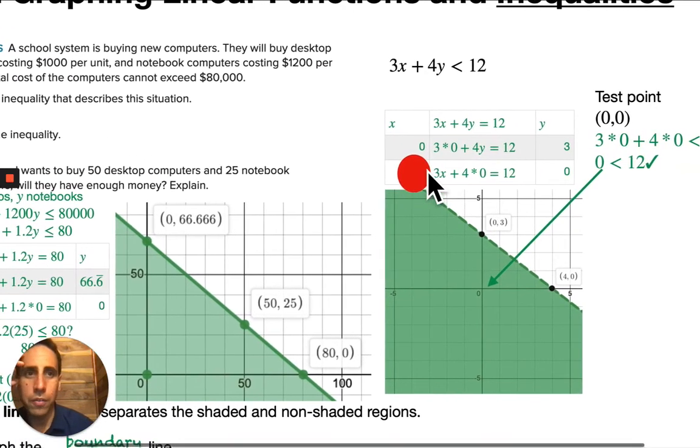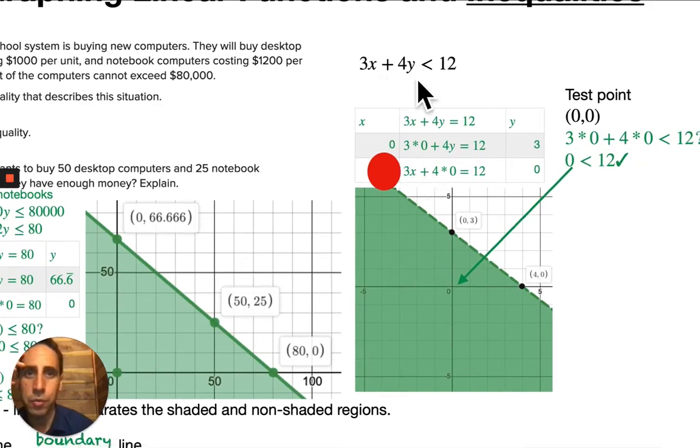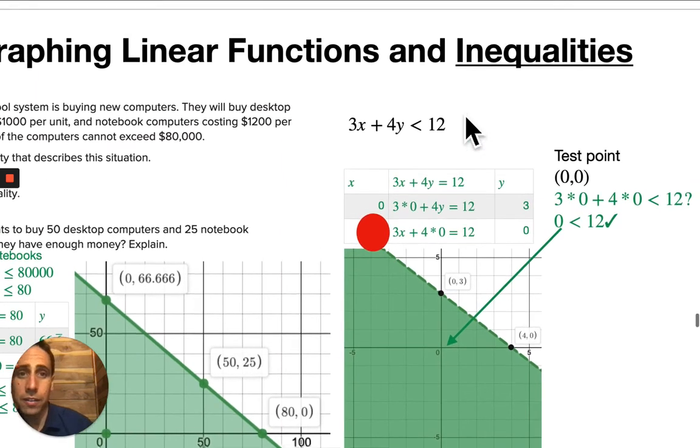Let's do one of these that has absolutely nothing to do with any word problems. You're just given 3x plus 4y is less than 12. Well, how do we graph that? The first step is to graph the actual equation, and that would be this: 3x plus 4y equals 12. You could, if you wanted to, solve for y, get y all by itself, and then do a table.